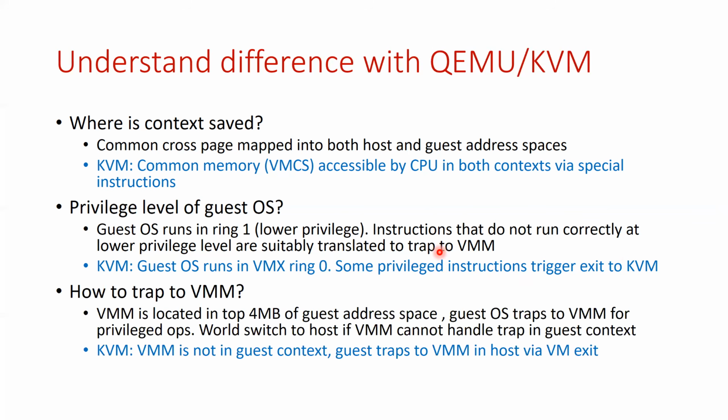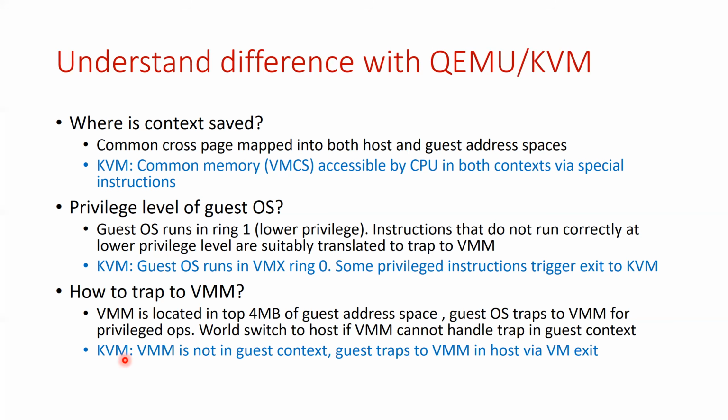So the next question is, how is this trap to the VMM itself happening? In this current design that we've seen in full virtualization without hardware support, the VMM is also located in the guest context. It is part of the guest address space. It is part of the address space of every process running in the guest, and it is located at the top 4 MB. Therefore, in order to trap to the VMM, the guest OS simply jumps to this top 4 MB of the address space and executes the VMM code, right? So trapping to the VMM happens in this fashion. And of course, if this VMM cannot handle the trap, it can also exit back to the host context, right? So this is how trapping to VMM happens.